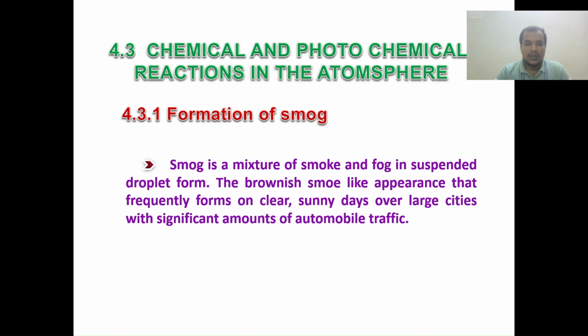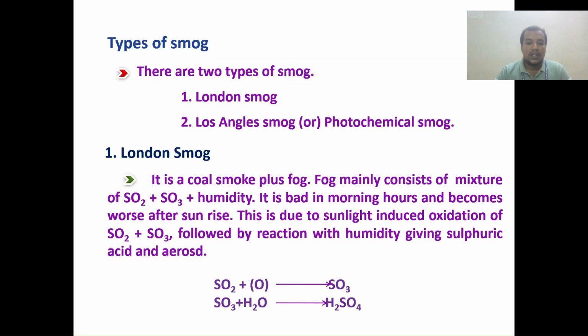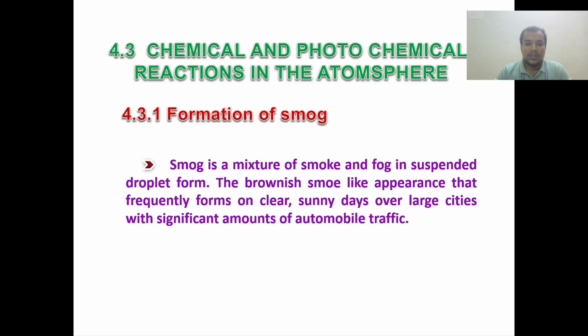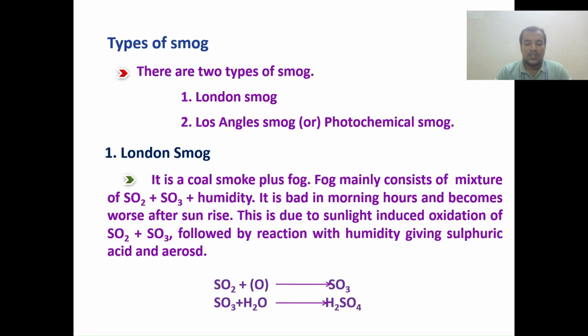And the chemical and photochemical reactions in the atmosphere lead to the formation of smog. Smog is a mixture of smoke and fog, in suspended droplet form. It has a brownish smoke-like appearance that frequently forms on clear and sunny days over large cities with a significant amount of automobile traffic. There are two types of smog. First one is London smog, and another one is Los Angeles smog.